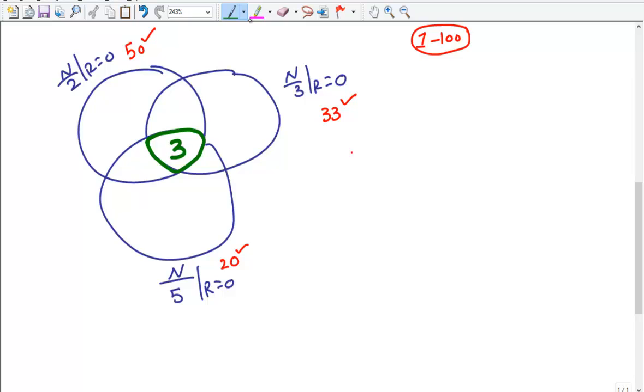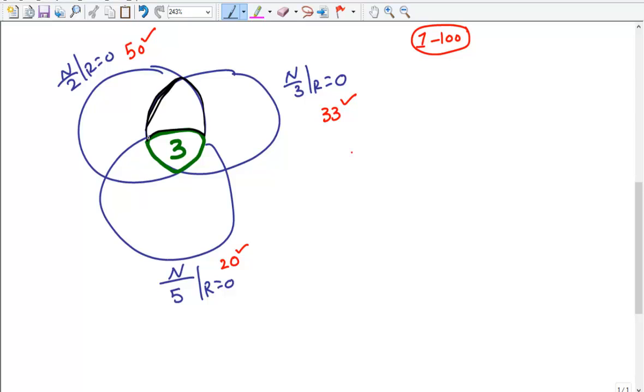Now let's try to find this area. This area is exclusively multiples of only 2 and 3, but that becomes really very difficult to find, only 2 and 3 multiples.